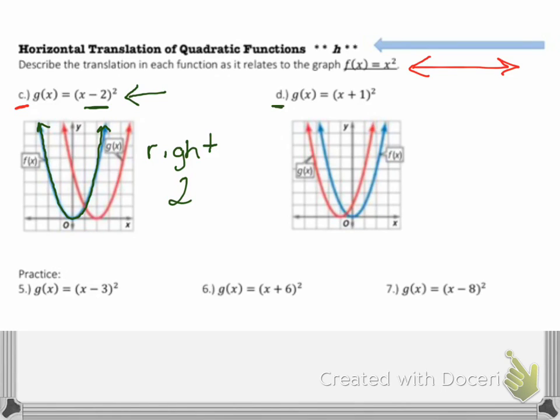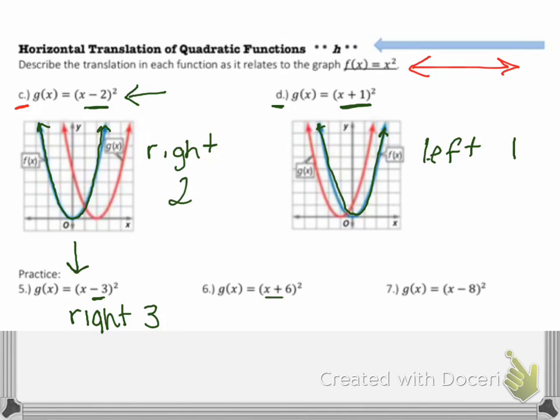Looking at example D, again with my parent function in comparison right here in the middle, I added 1 now, and notice how it went to the left by 1. So when we have a number on the inside of the parentheses, it's a horizontal move, and it's the opposite of what it's telling me to do. In our practice here, number 5, I'll do with you, and I want you to do 6 and 7 on your own. I see minus 3 on the inside, so that means it's going to go to the right, 3.